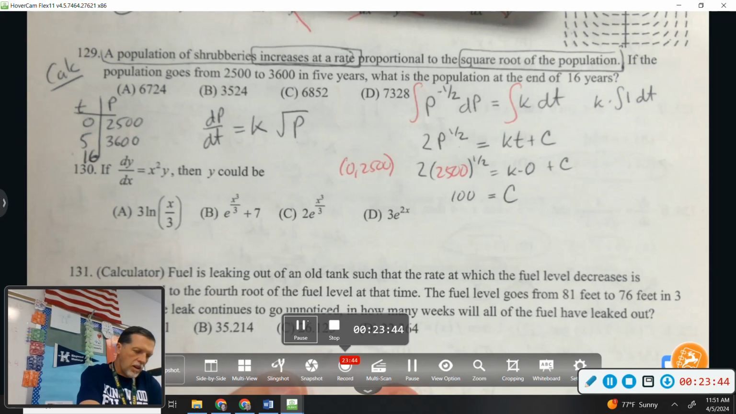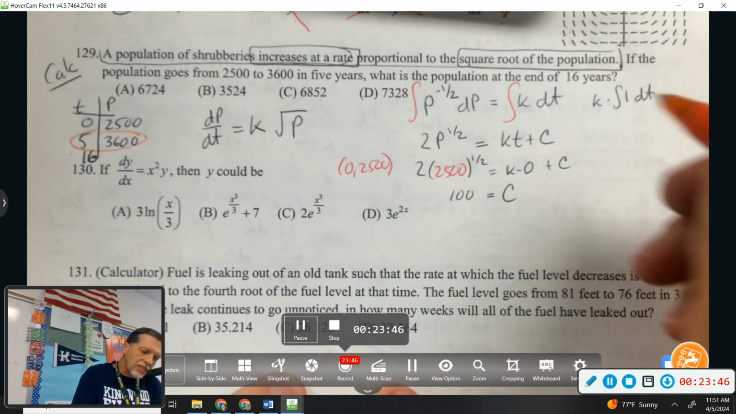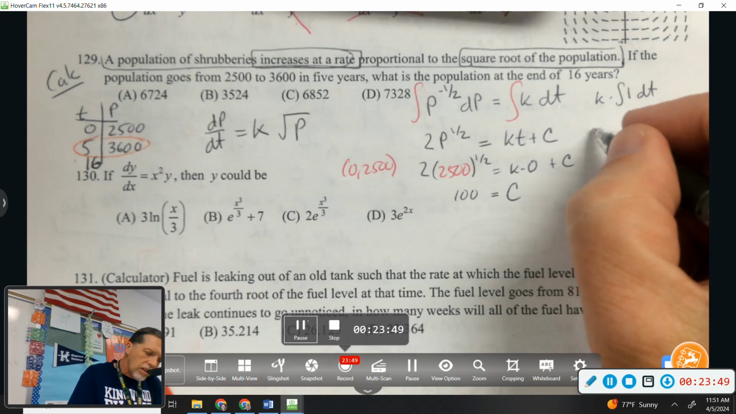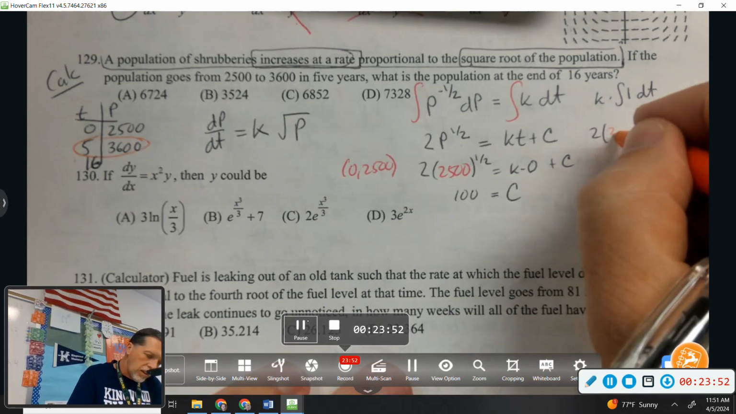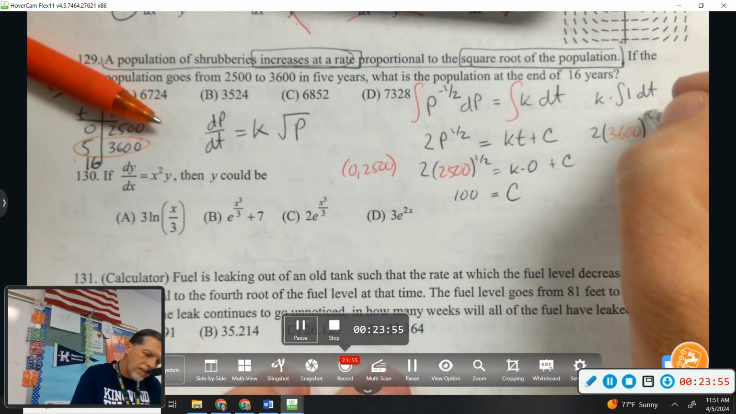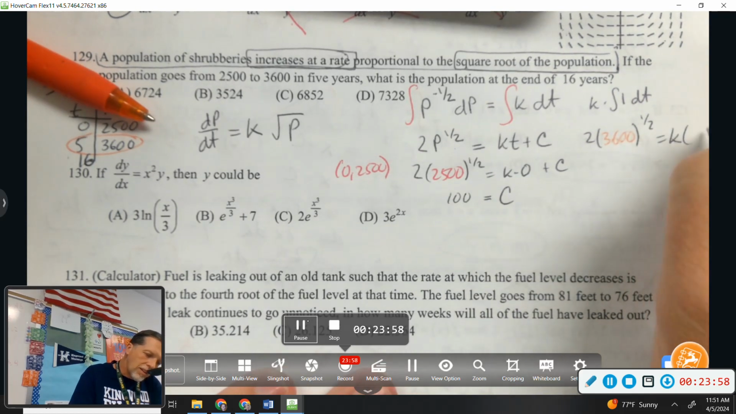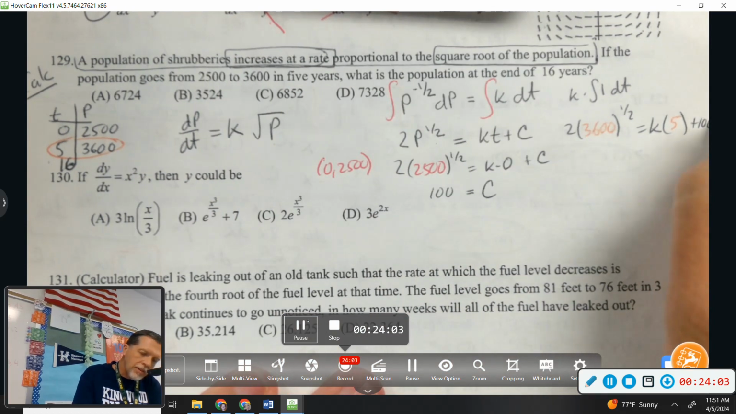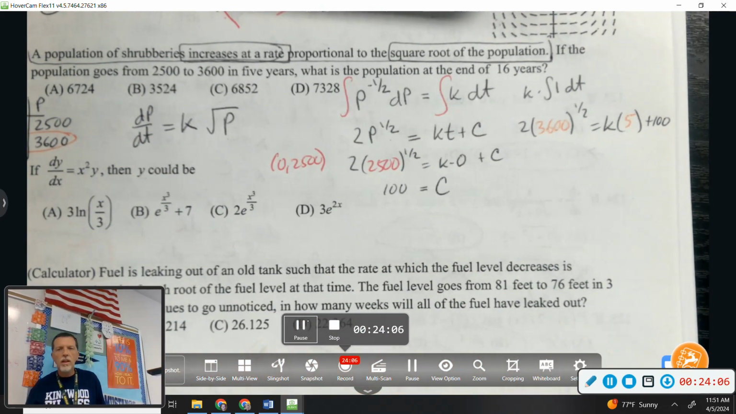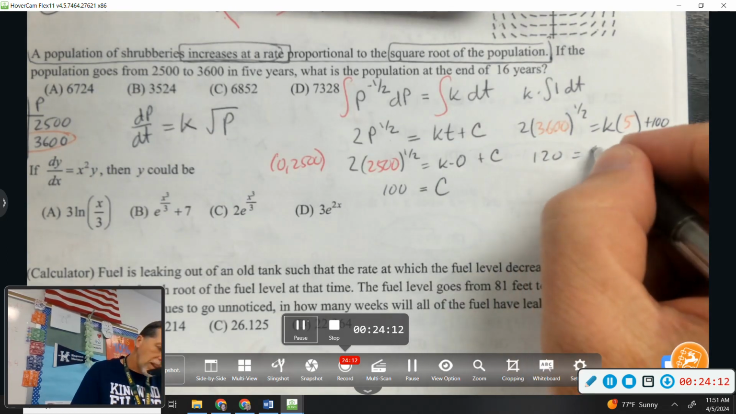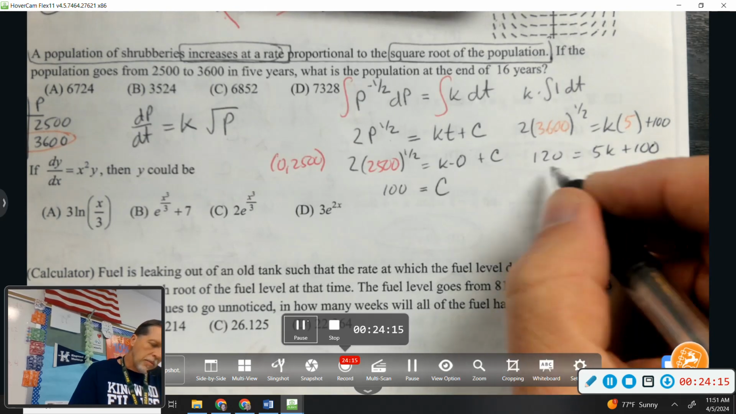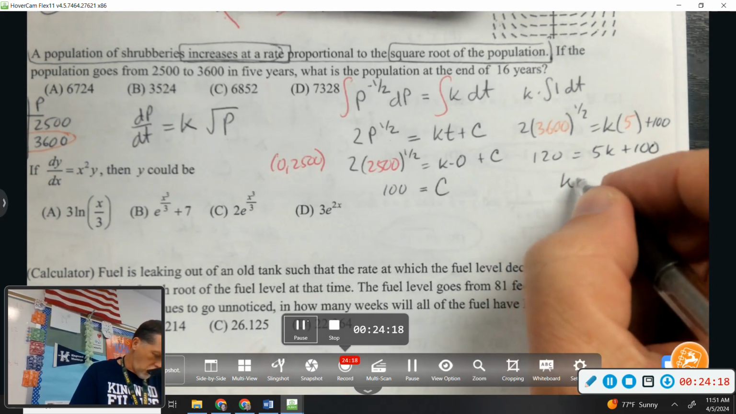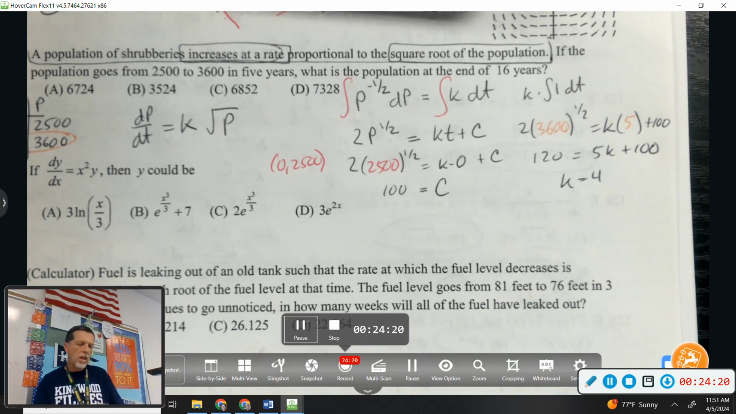All right, next let's plug in 5 and 3,600. 2 times 3,600 to the 1/2 equals k times 5 plus 100. 60 times 2 is 120. Minus 100 is 20. Divided by 5 is 4. So k is 4. This is a really long multiple choice problem.